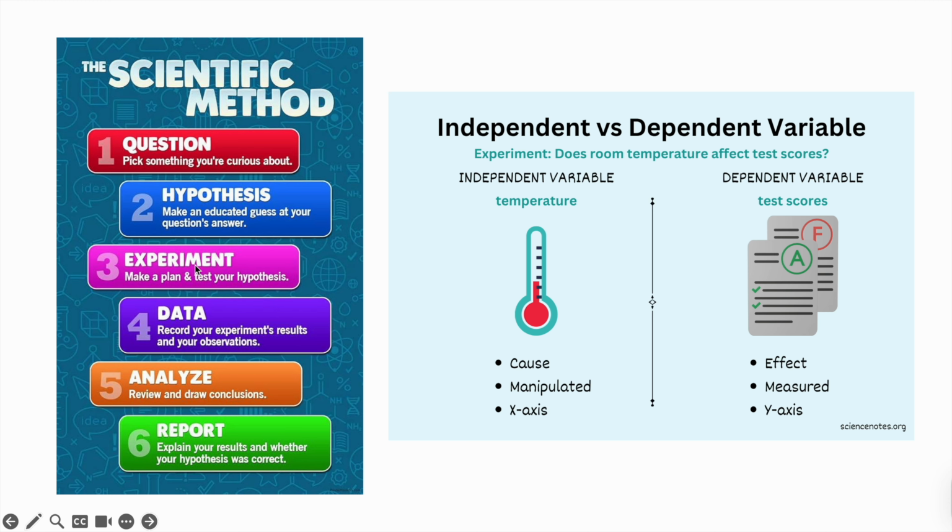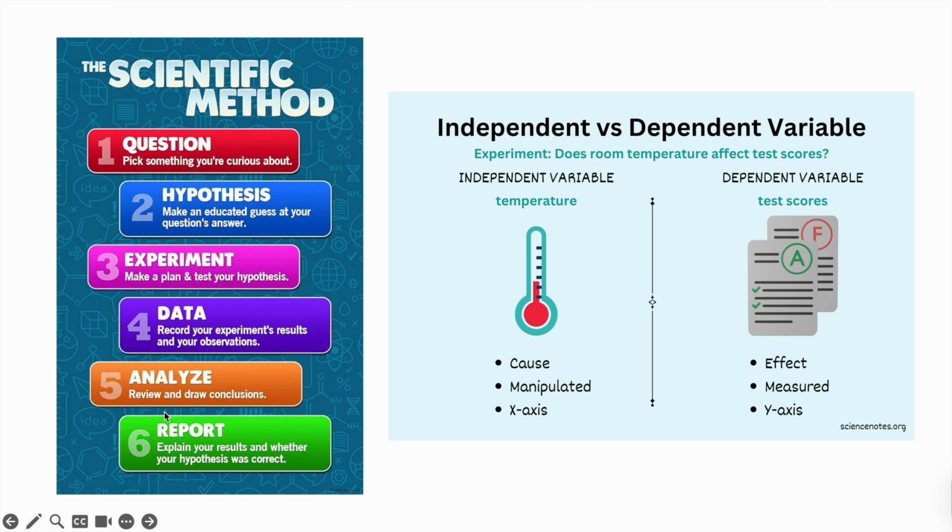Then you're going to do your experiment where you're going to plan and test your hypothesis. So you're going to put some of the plants in the sunlight, some of the plants in the darkness, and see which one grows better. Then you're going to collect your data. The plants in the sun grew at an average of 10 feet, while the plants in the darkness did not grow at all.